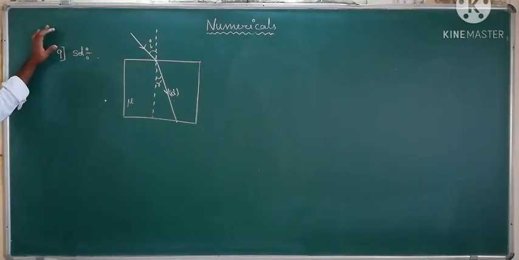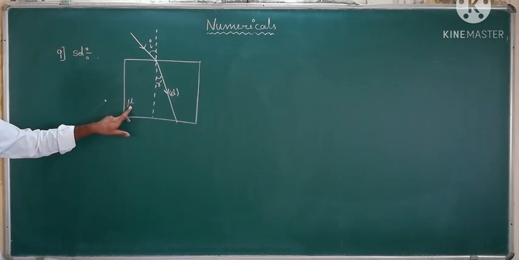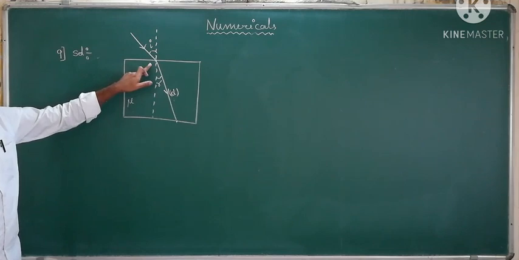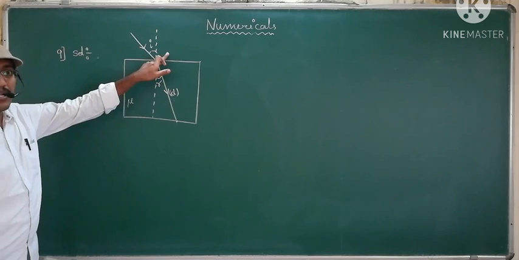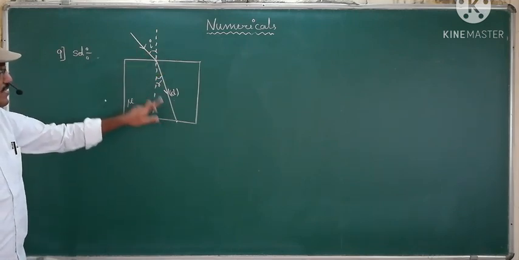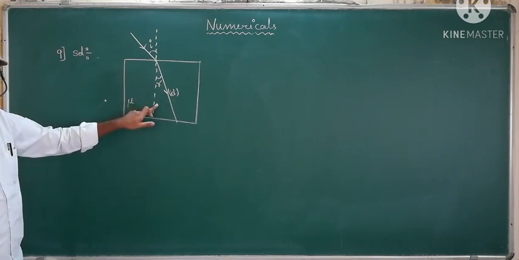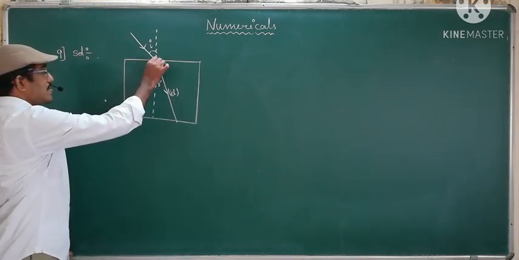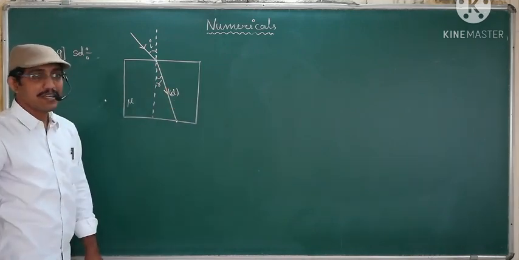So now we will see the solution of the ninth question. This is the one slab having refractive index mu. And the light is incident on this slab by making an angle i with the normal, and the light is refracted like this. As it enters into the denser medium, it bends towards the normal. So what is the angle of refraction here? r.